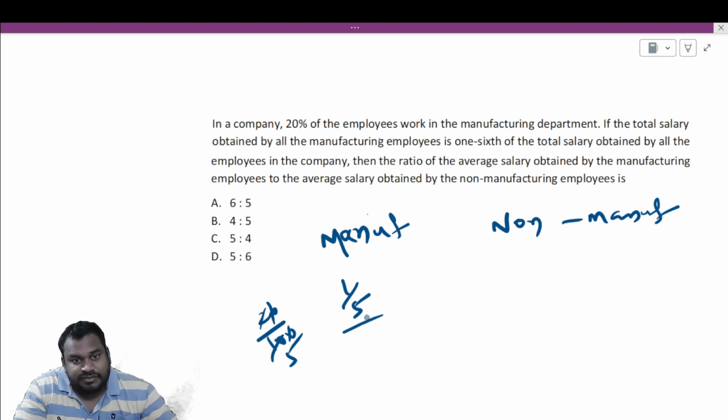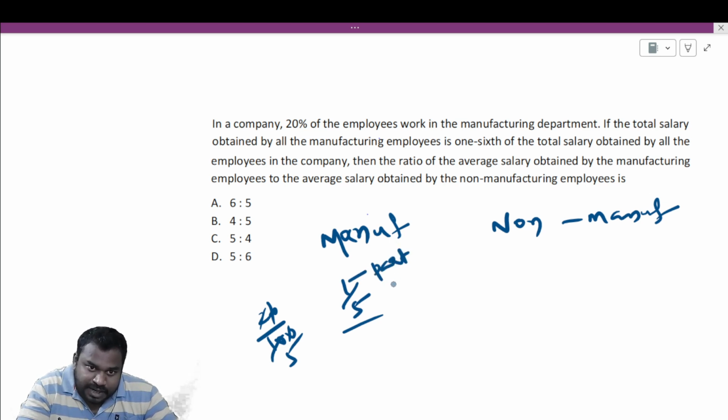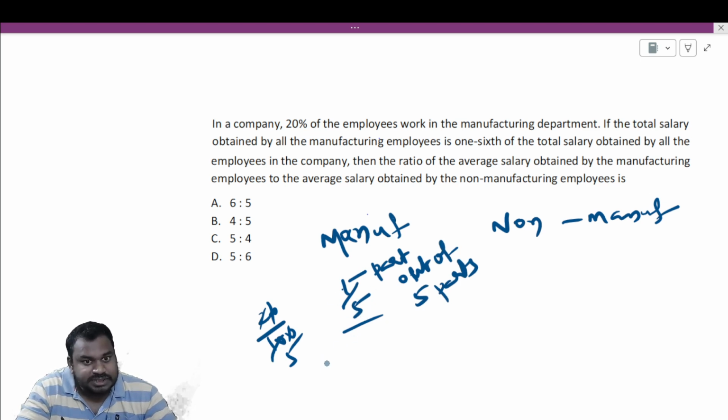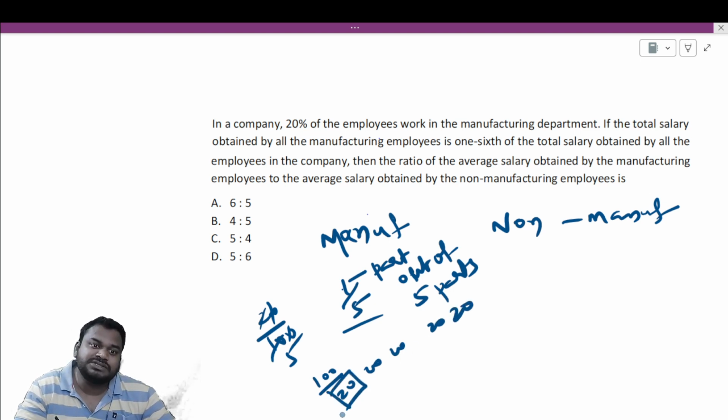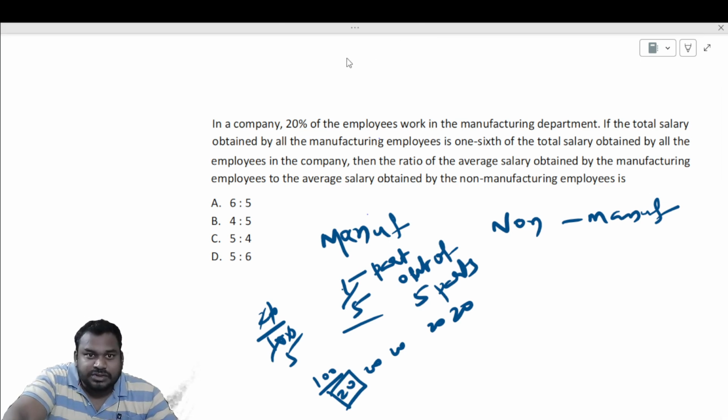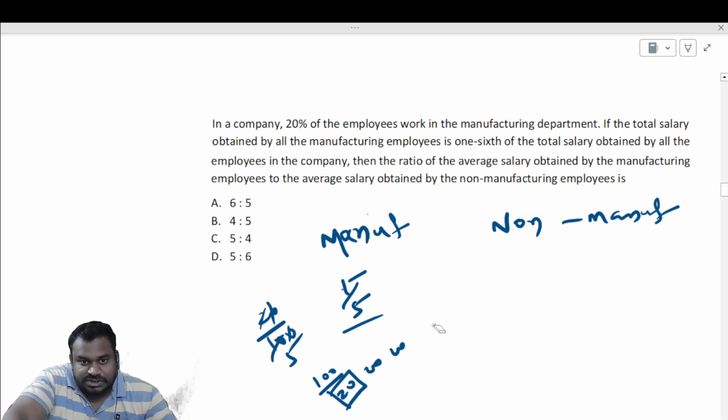So 1 by 5 is nothing but what? One part out of five parts. Suppose I divide 100 into five parts, 20, 20, 20, 20, 20. In this, one part is 20. That's what you need to understand. I told you these things, the percentages.